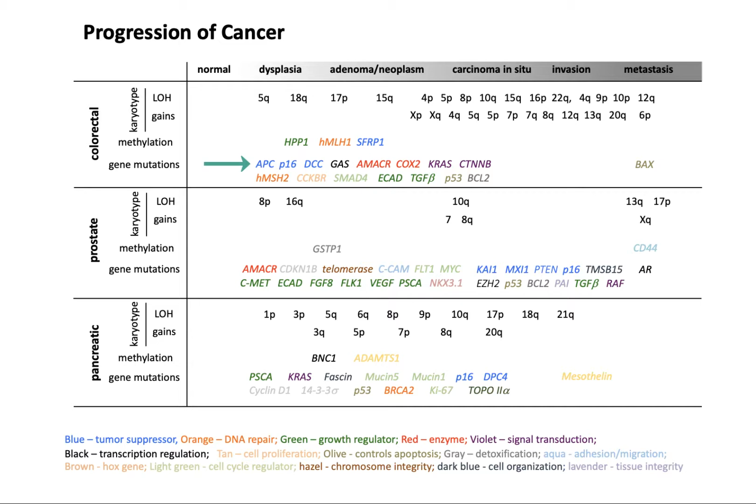So in the case of colorectal cancers, the APC mutation is frequently encountered in those, as well as P16 and DCC, and you can see below that those are tumor suppressor genes.